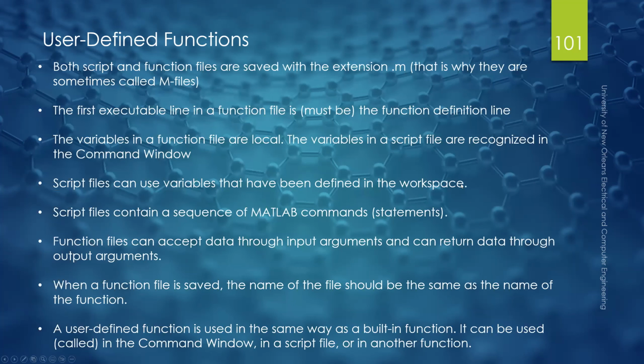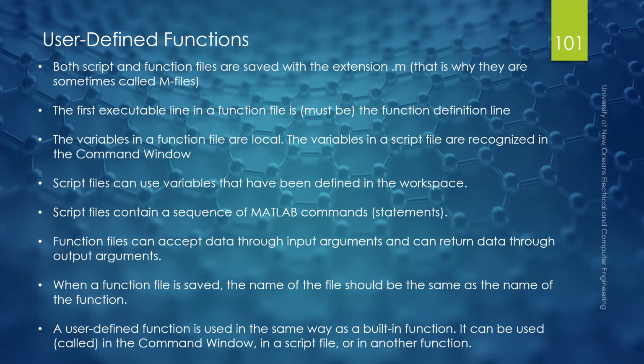So let's look at some important things to remember before we slightly move away from the user-defined function concept. Both script and function files are saved with the extension .m. That is why they are sometimes called M files. The first executable line in a function file must be the function definition line. The variables in a function file are local. The variables in the script file are recognized in the command window.